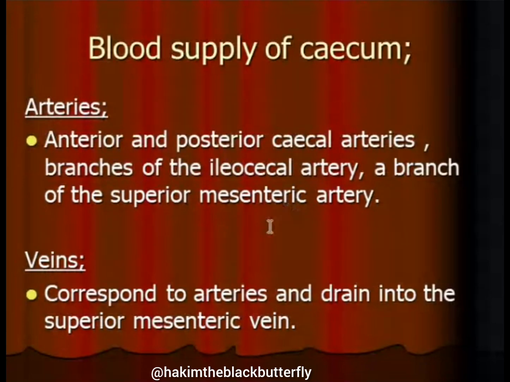The veins take up the same names, we have the anterior cecal vein and the posterior cecal vein, which drain into the ileocecal vein, and the ileocecal vein drains into the superior mesenteric vein. You remember that the superior mesenteric vein will confluence with the splenic vein at the portal confluence to form the portal vein. So anterior and posterior cecal veins drain into the superior mesenteric vein by the ileocecal vein.